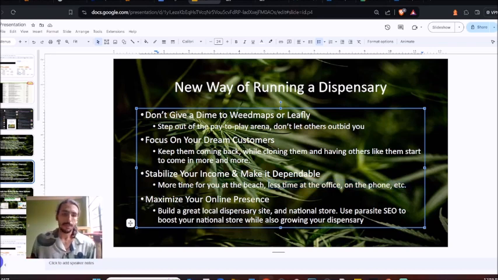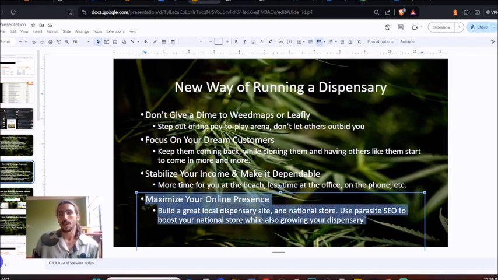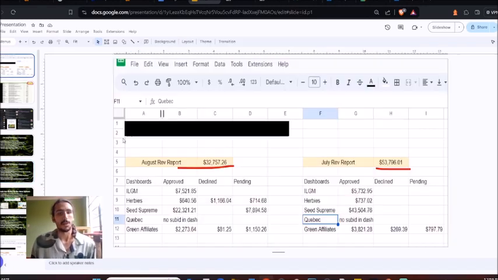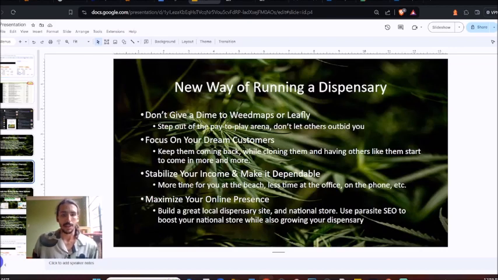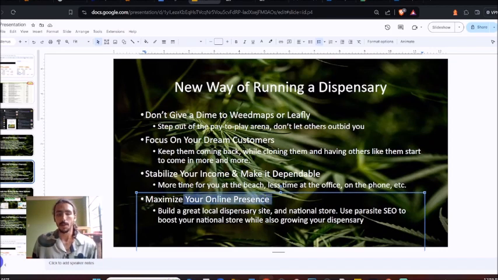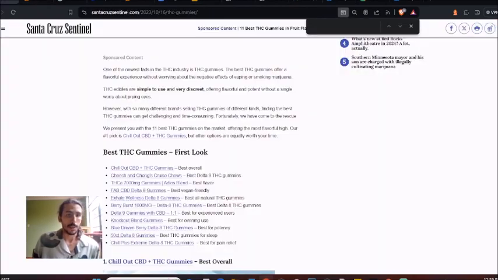And finally, the best way in 2024 to get these results that we're talking about here, again, I'm not saying that I promise this in 2 months for you, but it is something that we know how to do. The best way to do that is to maximize your online presence, both with your dispensary SEO and also simultaneously constructing a parasite SEO store and then publishing it on these nationally known platforms like this one right here.